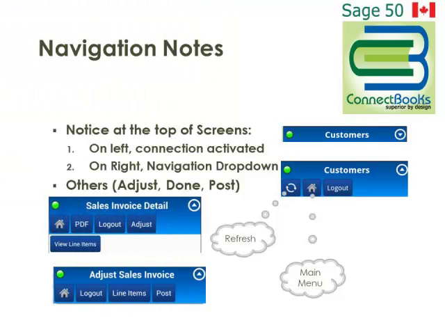Before we get started, a word about navigation. At the top of the screen on the left, there is a green light that indicates that the server is connected. A gray light indicates that we are using cached data. On the top right, there's a navigation drop-down field that displays such buttons as Home, Refresh, Logout, PDF, Adjust, Line Items, Add, and Post.